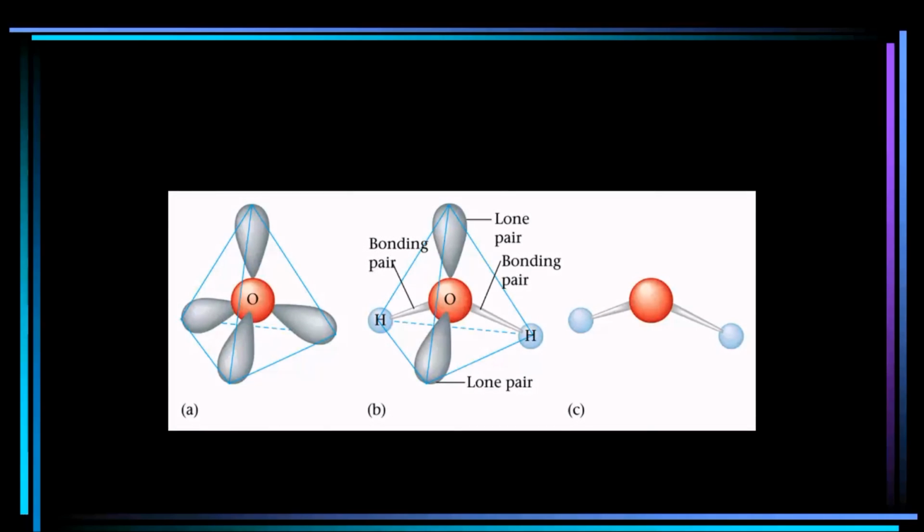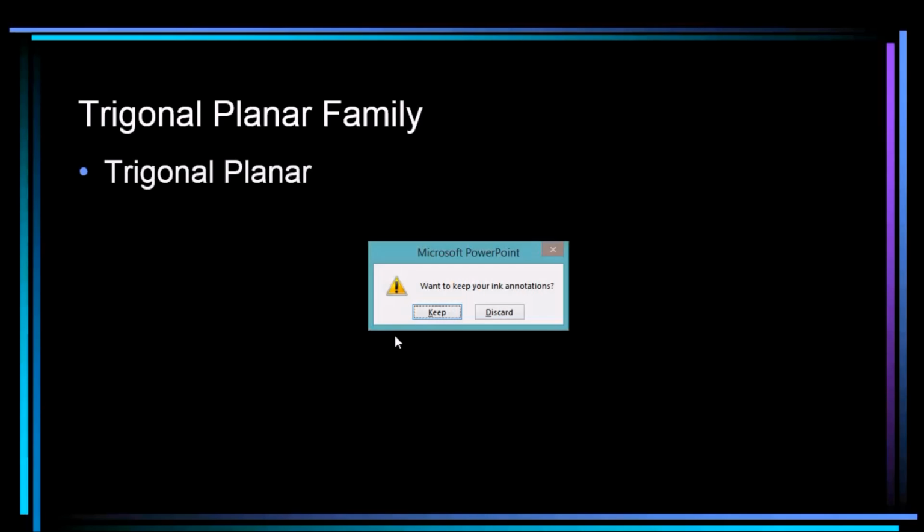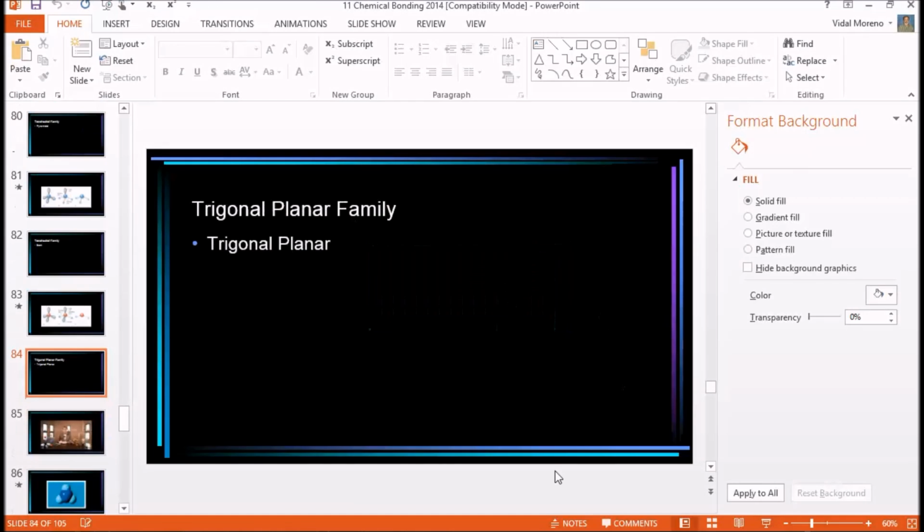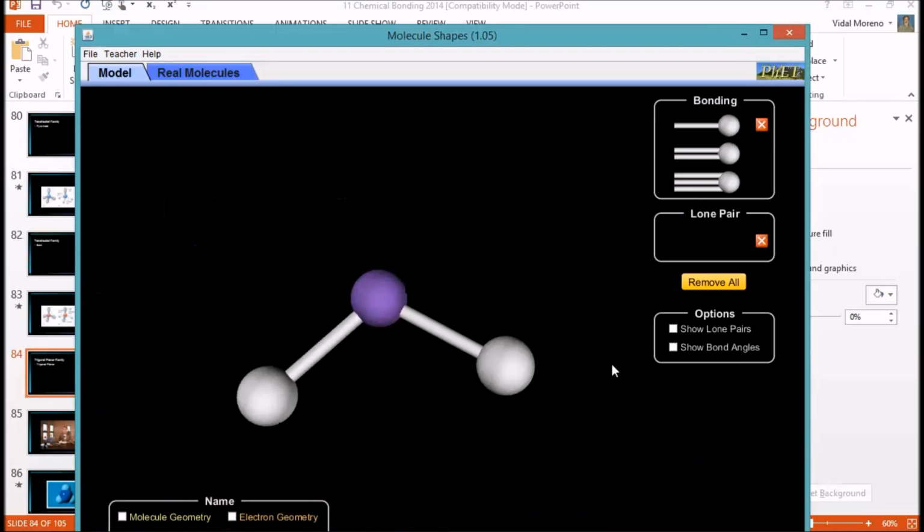All right, now let us travel to the new family. The new family, that's tetrahedral bent. Got it? Yes? Good? Okay. It's called trigonal planar.